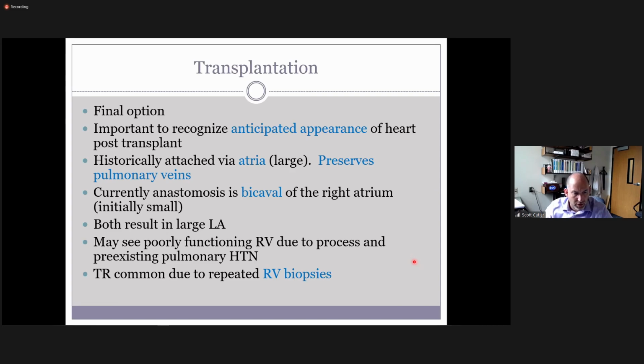All right, transplantation is our final option. It's important to recognize the anticipated appearance of the heart post-transplant. So in other words, if I did a bypass graft in vascular, what do I want to know about that procedure when I scan it?